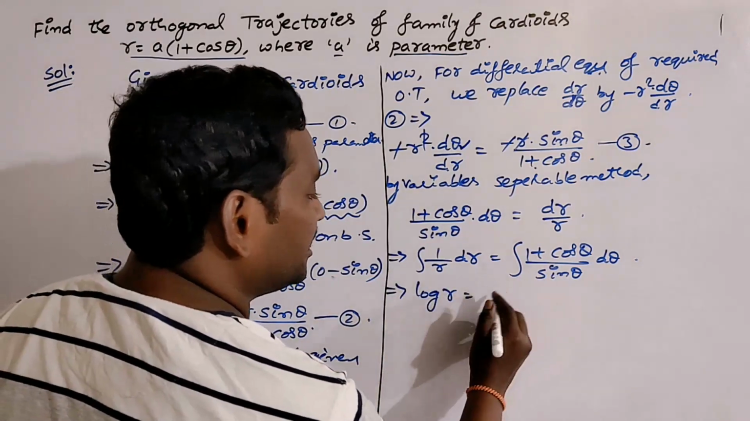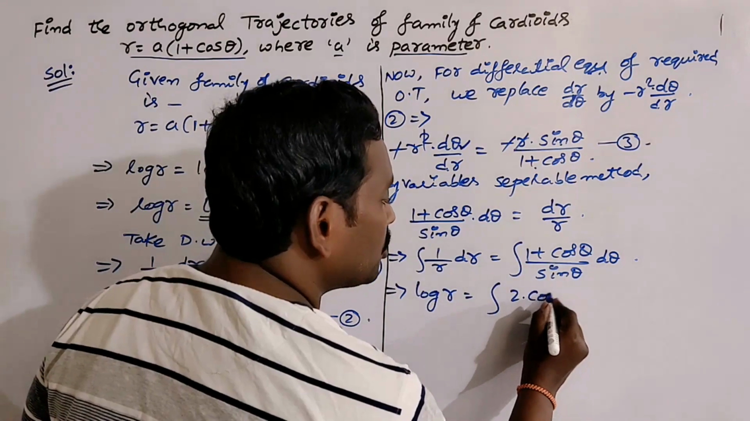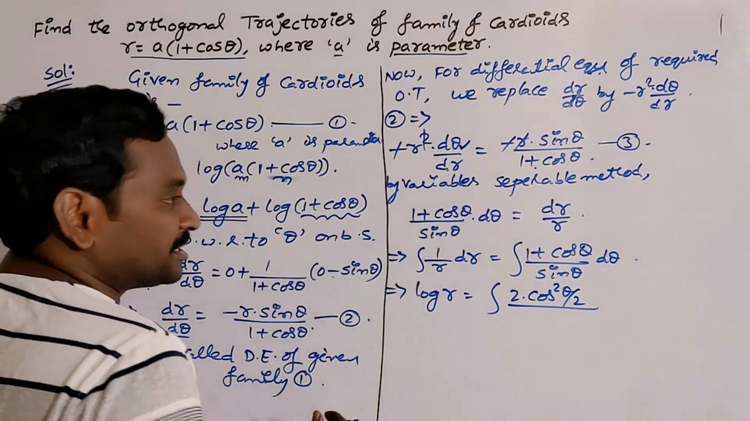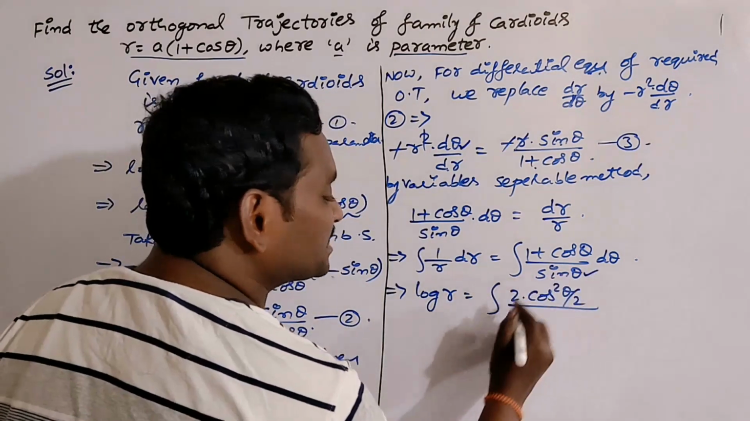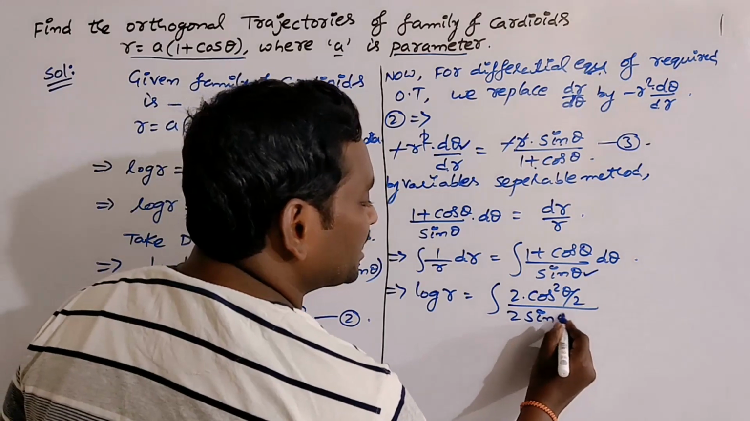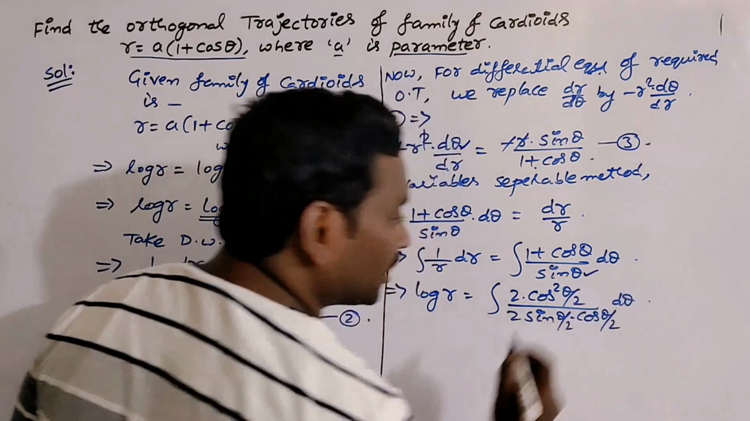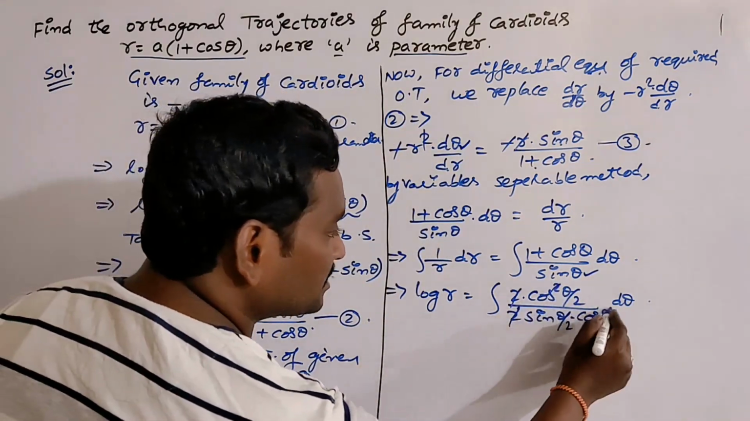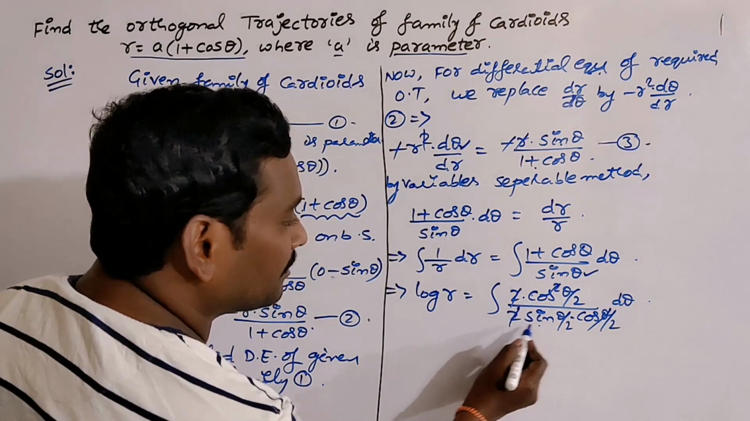Okay, so what is integral 1 by r? Log r. And here how can we simplify this one? We can write 1 plus cos theta as 2 cos square theta by 2, which is known as the half angle formula of 1 plus cos theta. Similarly, we can write the half angle formula for sin theta. You will get 2 sin theta by 2 into cos theta by 2 into d theta. So 2 getting cancelled, 1 cos getting cancelled. Clearly we have cos theta by 2 by sin theta by 2.